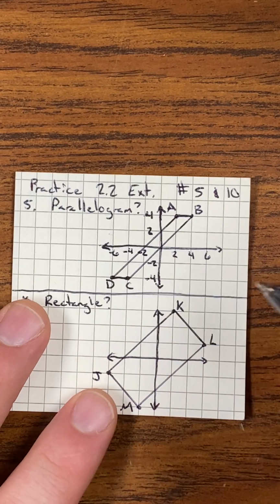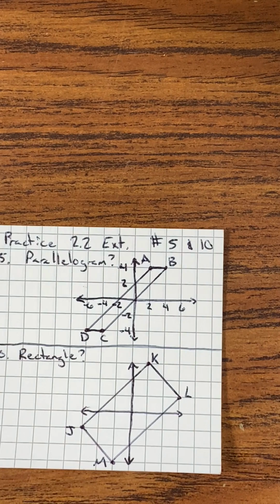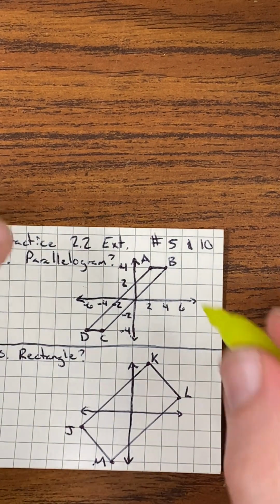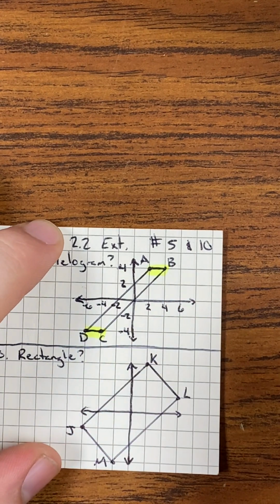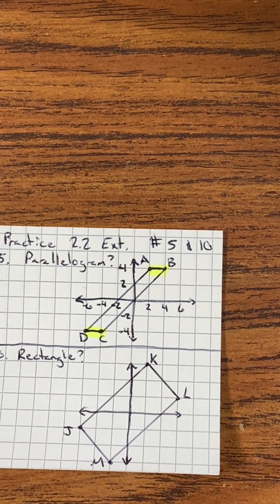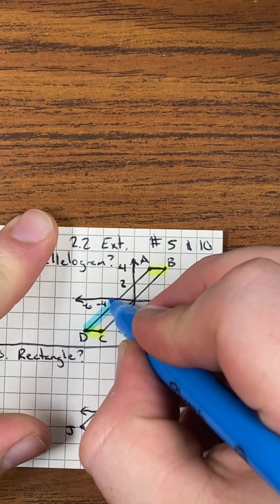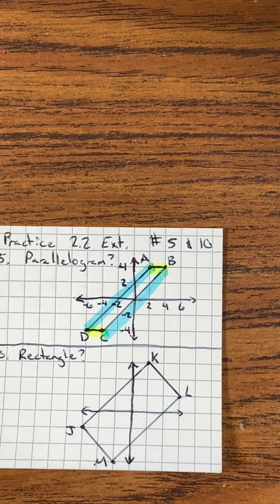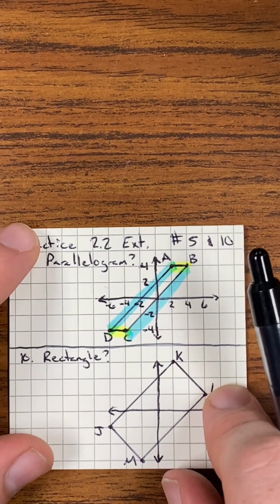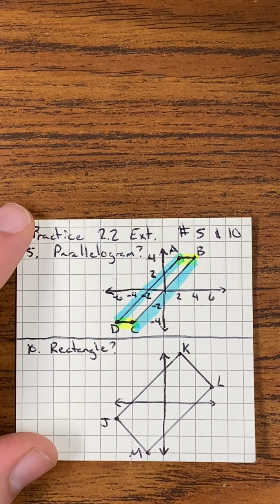So we're going to ask the question, are these two sides, let me use a highlighter actually. So is this side parallel to this side? Is going to be the first question. Second question is going to be, is this side parallel to this side, right? So we're checking to see if those opposite sides are parallel to each other. So I need to prove that AB is parallel to DC.